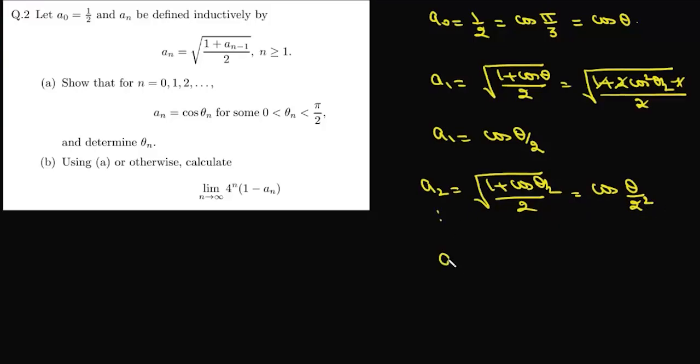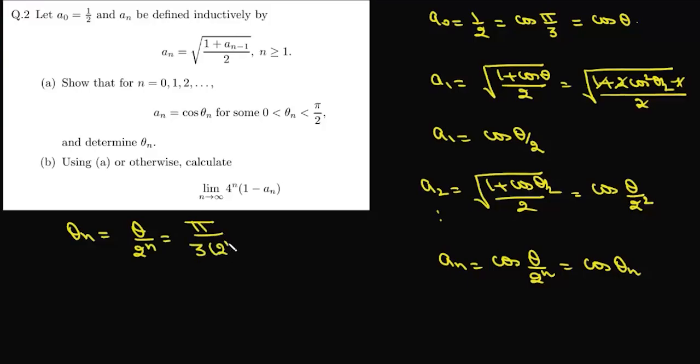So if we continue like this, we can write this an as cos of theta upon 2 to the power n, which is of the form cos theta n, where this theta n is theta upon 2 to the power n, and theta is pi by 3. So it will be pi by (3 into 2 to the power n), and clearly this value lies between 0 and pi by 2.